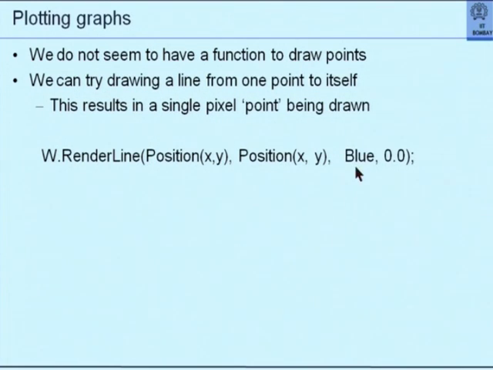This is blue. What is this 0.0? This is being defined as absolute X and Y. I will leave it to you to find out. You just look at the documentation for render line, see what those parameters are, you will find out. It is trivial. Before I shift over, very quickly we have seen most of the samples. I'll just show you the last few ones to tell you how they work.